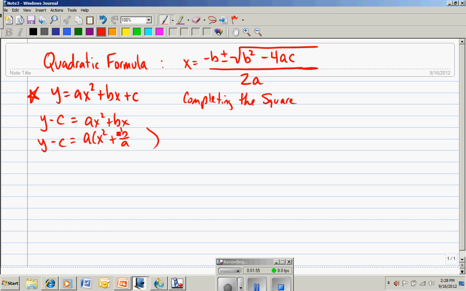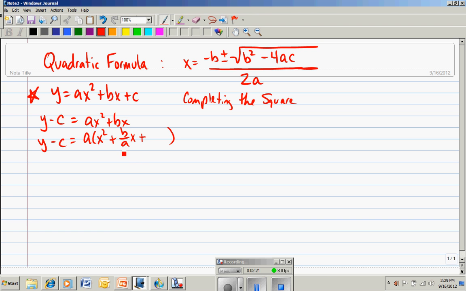Now there is no a in the second term bx, but factoring is a lot like dividing out. So if we divide a out of b, we have b divided by a. To check that, if we distribute a times b over a, you get bx. So we're all set. Now, the quadratic formula, we're on our way. We have to complete the square.